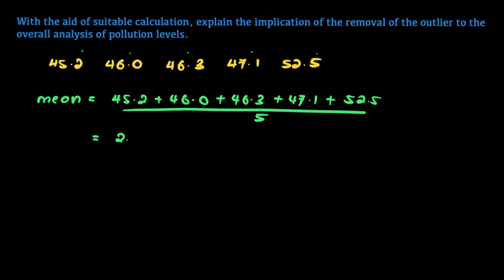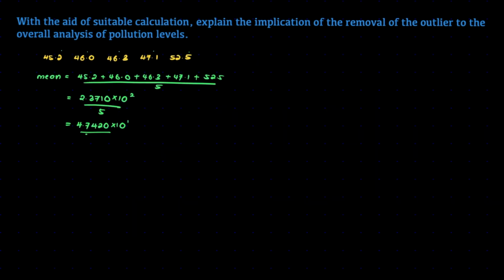You will get the mean equivalent to 2.3710 times 10 to the power of 2 divided by 5. So you will get 4.7420 times 10 to the power of 1. Next up, we are going to do the same thing, but we are going to omit the outlier. So we are going to calculate the mean.